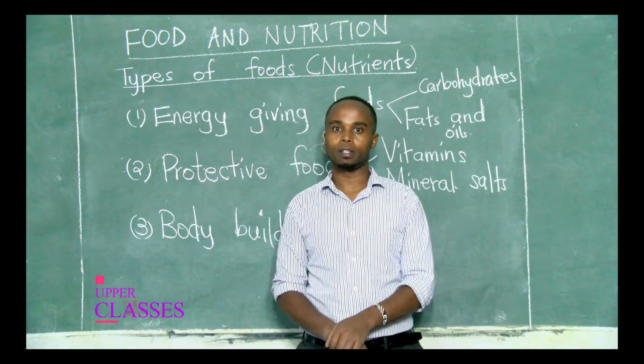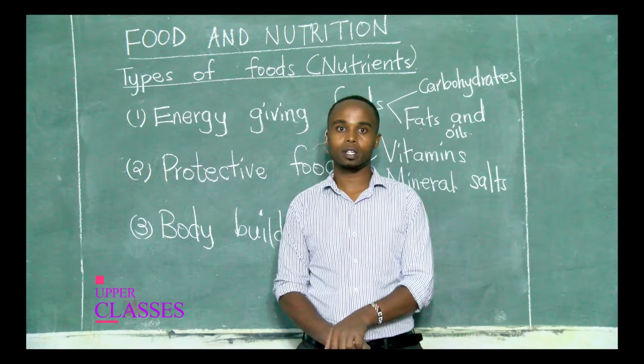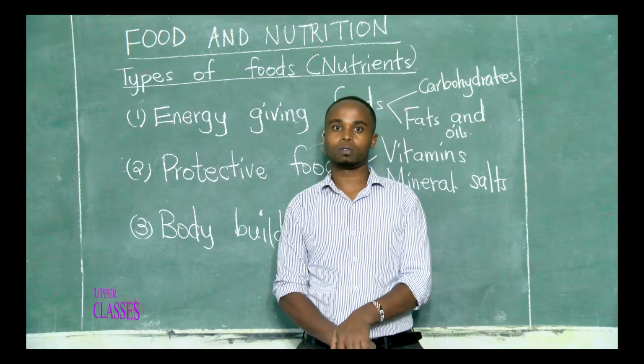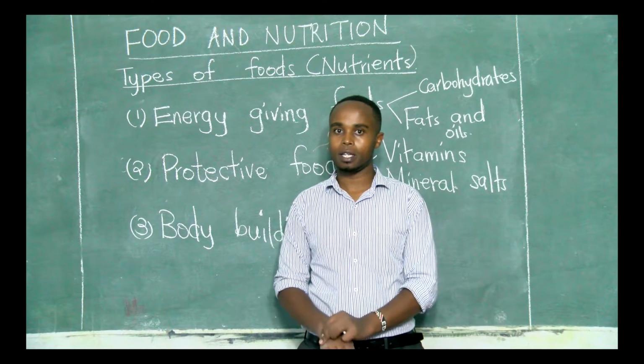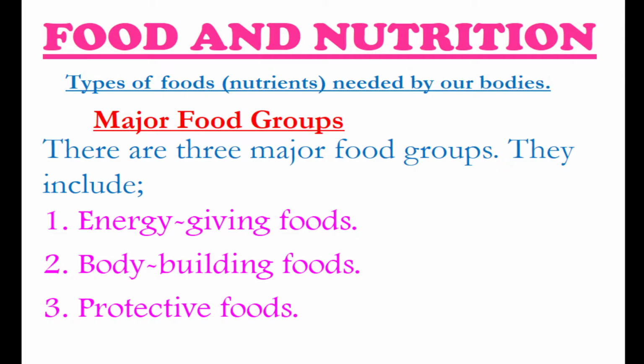We have 3 main groups of nutrients, or food groups. We call them food groups. They are grouped into 3. So number 1, we have the energy-giving foods. The energy-giving foods. That is our first group of foods or nutrients, energy-giving nutrients or foods.